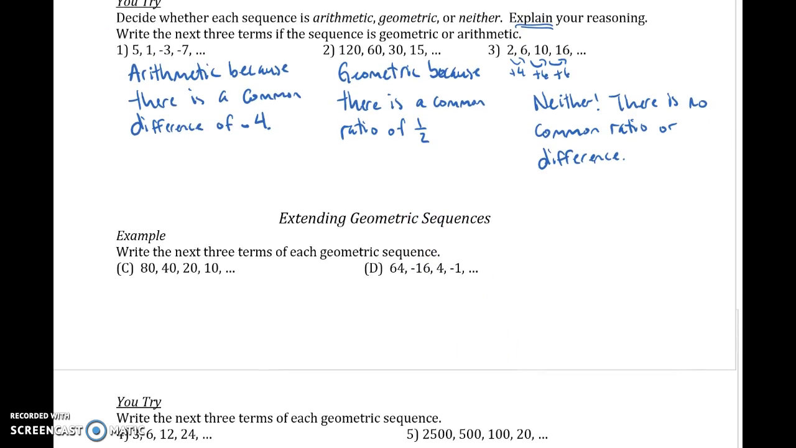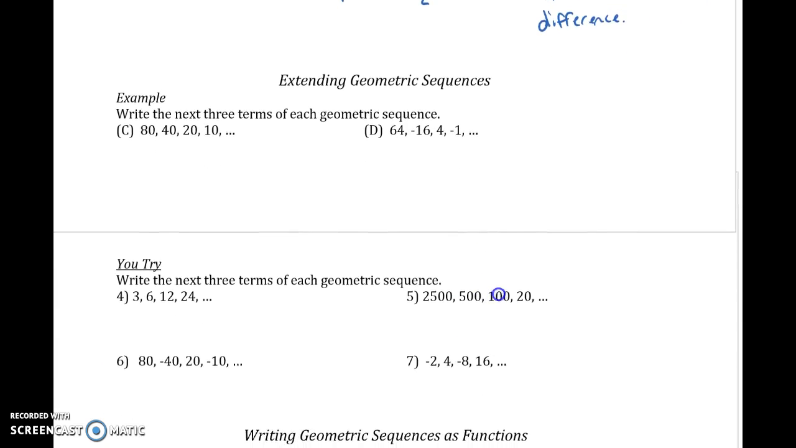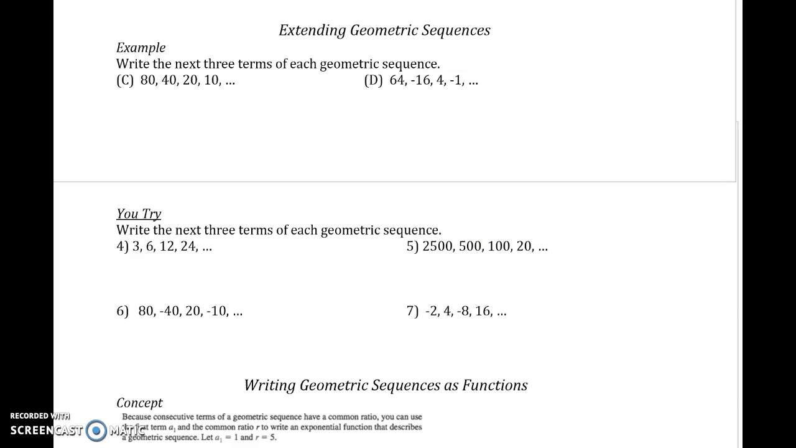Let's take a look at extending these geometric sequences. So now that we know how to find a common ratio for our geometric sequences, let's determine what the next terms are. So if you look at example C, we want to figure out what are the next 3 terms. Well, the first thing you want to do is figure out your common ratio.